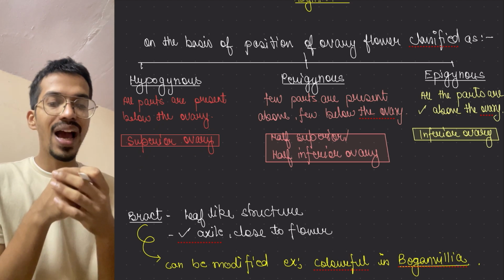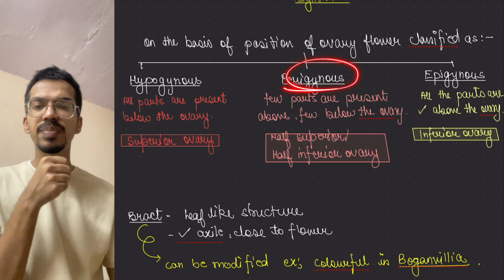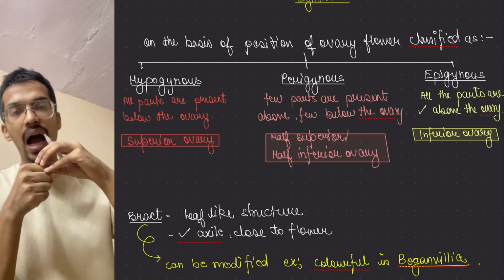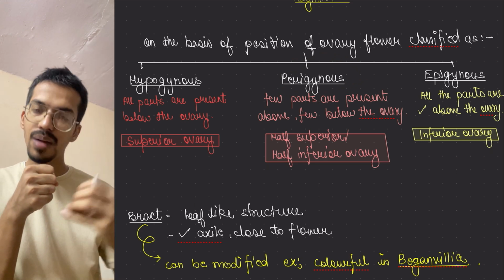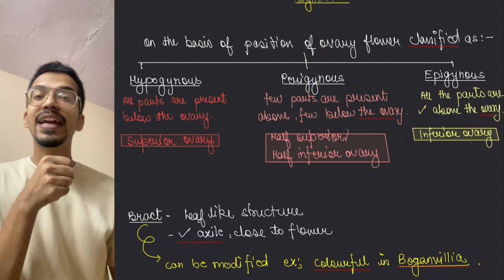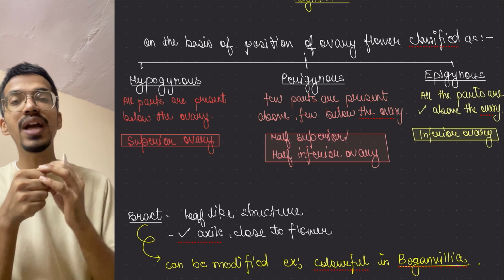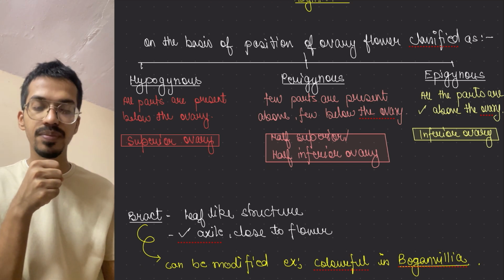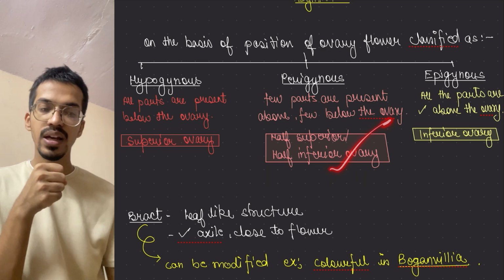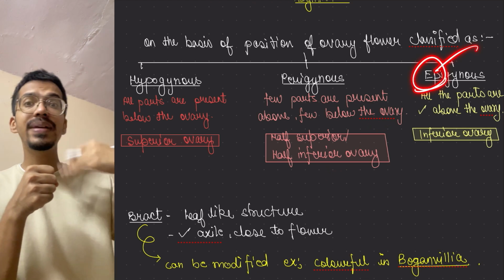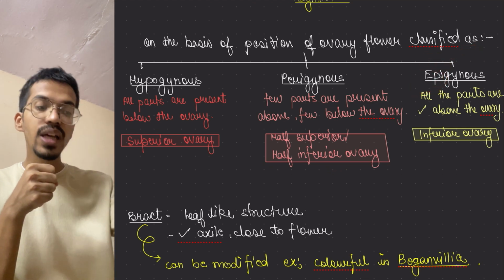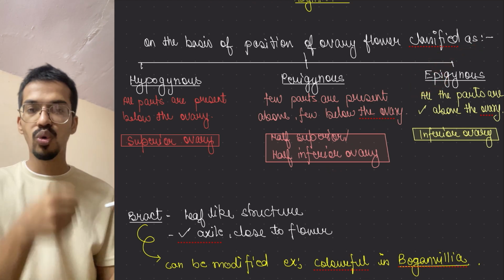Okay, then we have perigynous. Perigynous means few parts are coming above the ovary, few parts are coming below the ovary, in which the ovary appears to be half superior, half inferior. Then we have epigynous. Epi means above. Above the ovary, parts are present. Means the ovary is here.